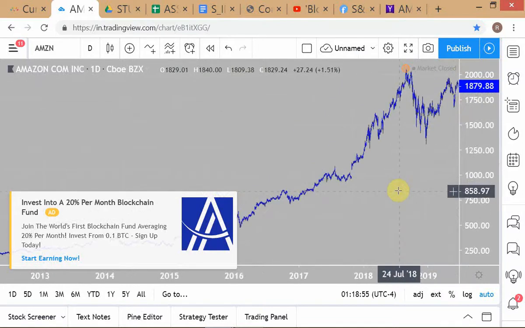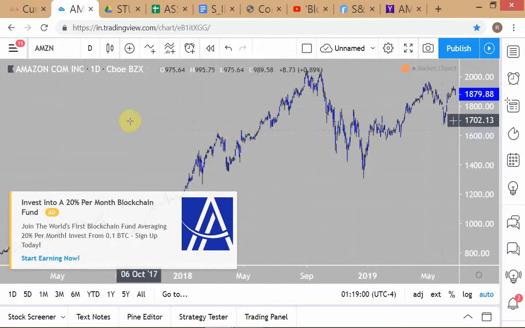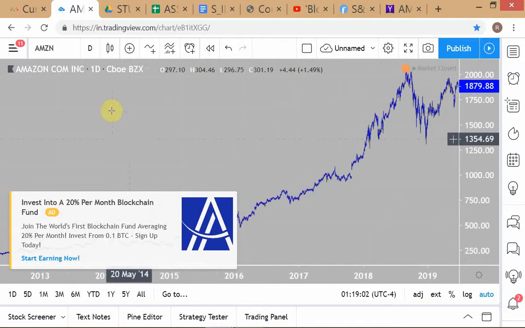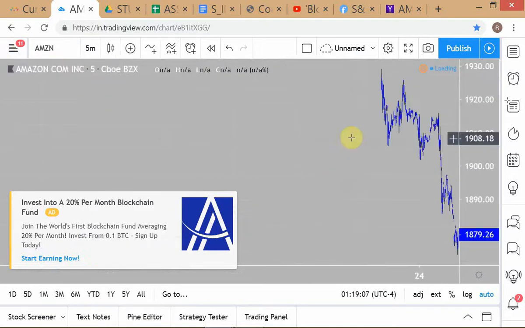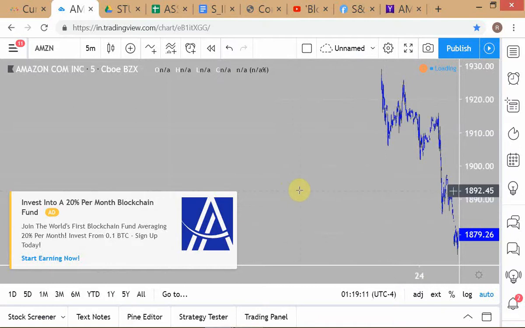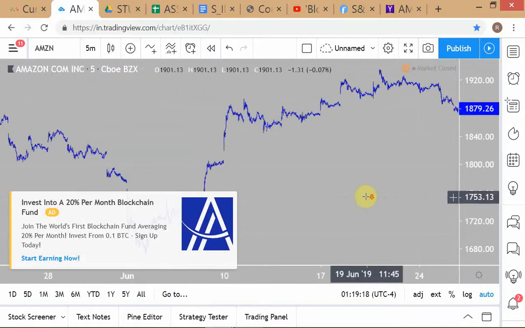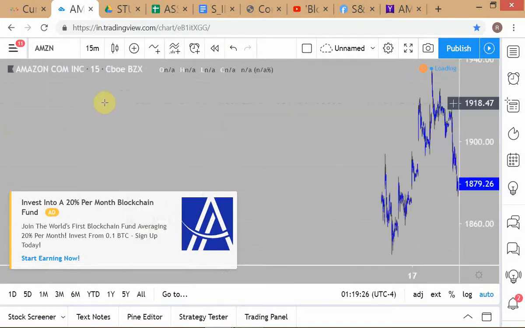One of the things I could do is, let's see when this is. This is approximately the 4th of June. So let me set up a 5-minute chart. Maybe there's a connection problem. See, it's taking a little long. All right, I can't see much here because of this ad. Let me look at a 15-minute chart.